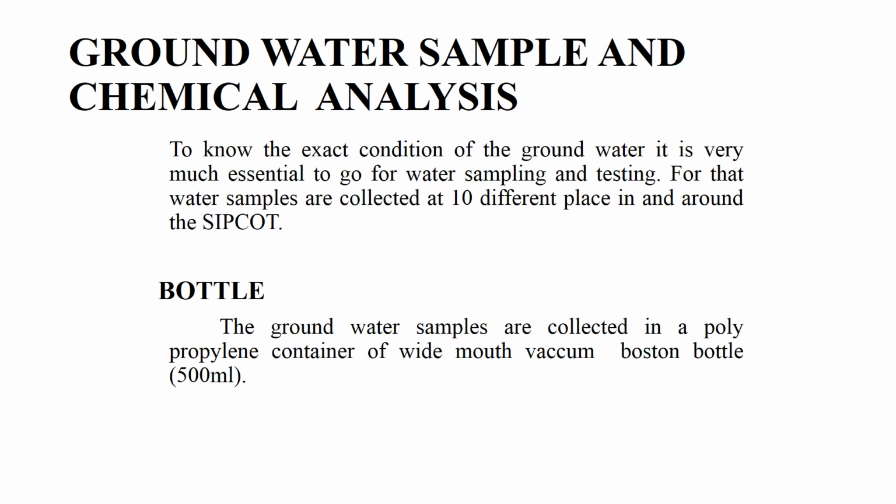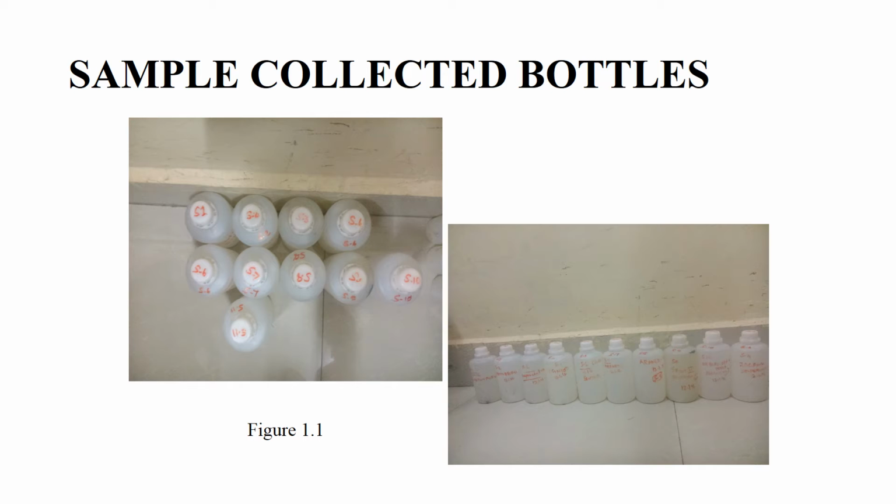Our groundwater samples are collected in bottles. The bottle is a polypropylene container, a wide mouth vacuum Boston bottle of 500 ml. Here are the sample collection bottles for the 10 areas.